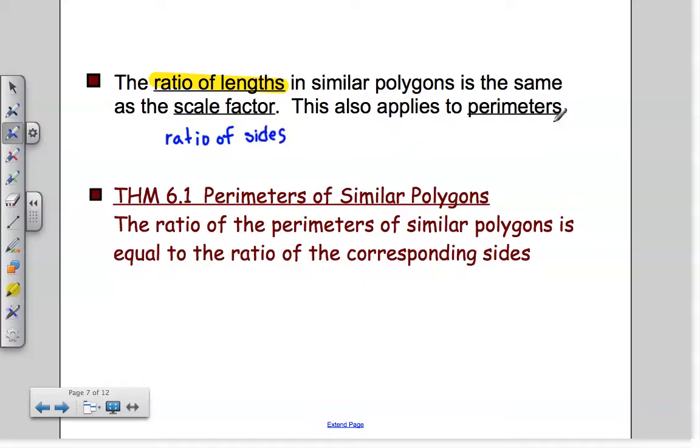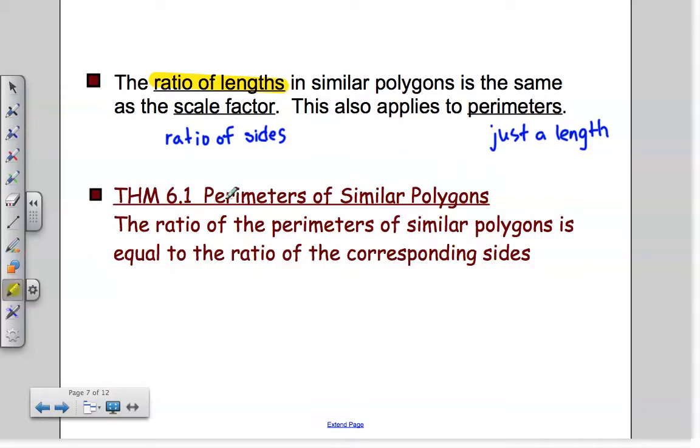And this also applies to perimeters, because if you think about it, perimeter is still just a length. Perimeter is just the length around the entire outside. And that's why the ratio of any lengths, whether it's sides or perpendicular bisectors or medians or altitudes, those lengths are still the ratio of the scale factor, or the ratio of the sides. And so is a perimeter, since that's just a length as well.